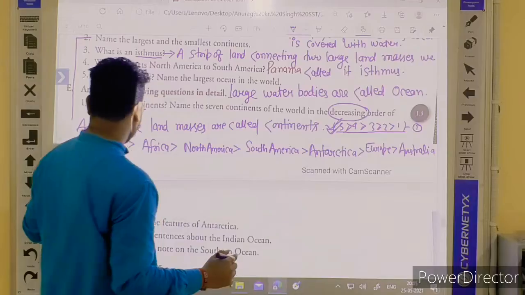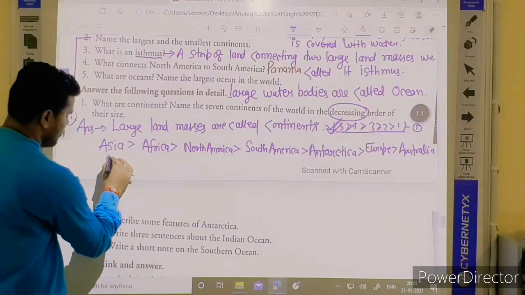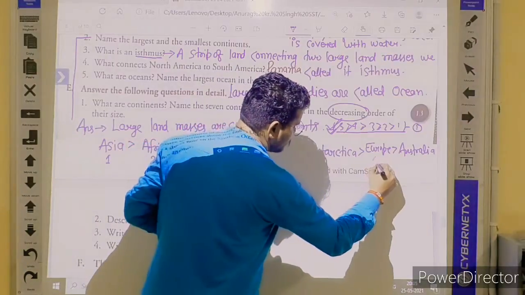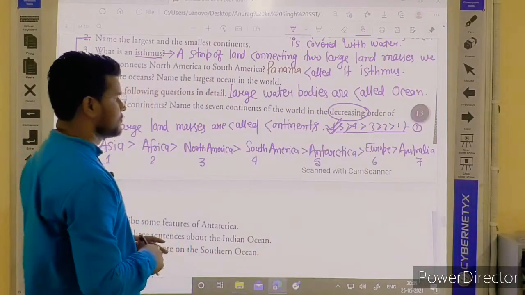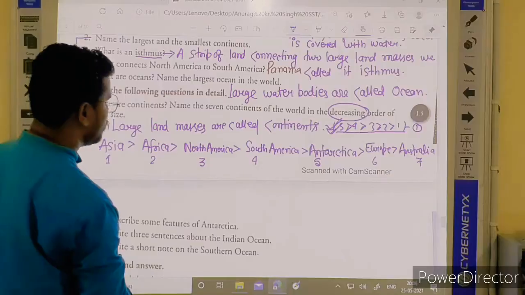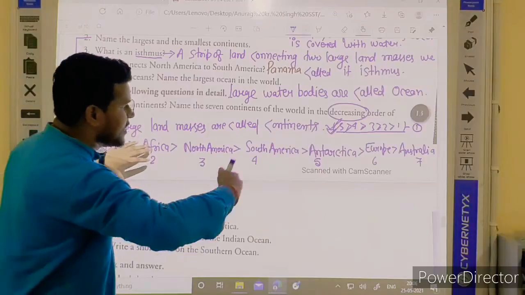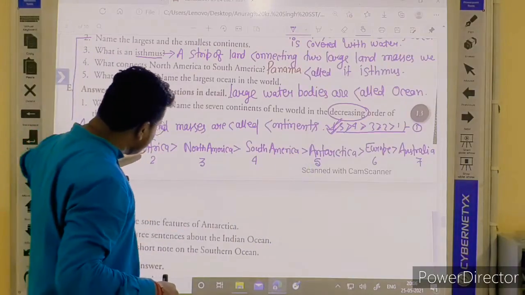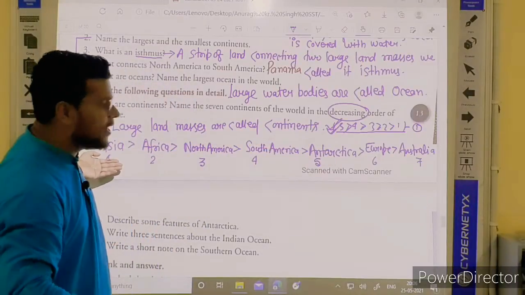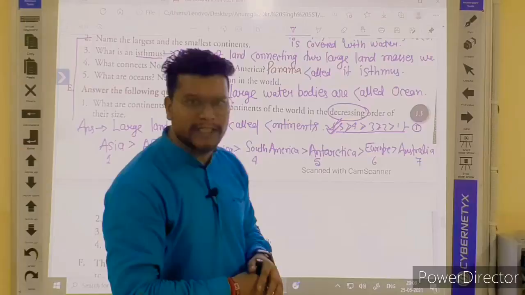Let us check: 1, 2, 3, 4, 5, 6, 7. Done, student? Everybody written? In decreasing order, we write the largest first, then a smaller one, then a smaller one. So this order is known as decreasing order. Asia has the largest landmass in the world, then Africa, North America, South America, Antarctica, Europe, and Australia. Is it clear, student?